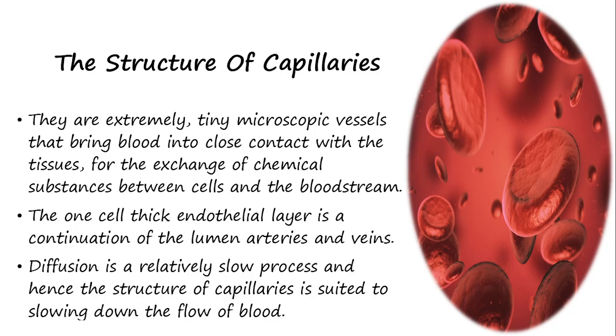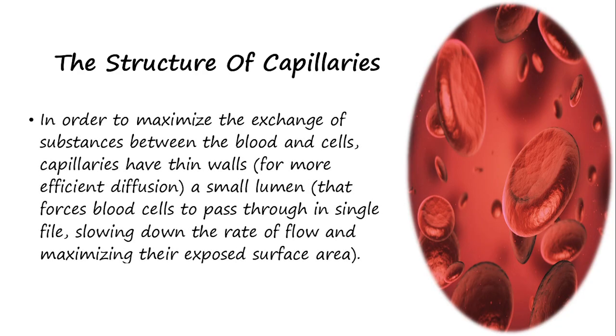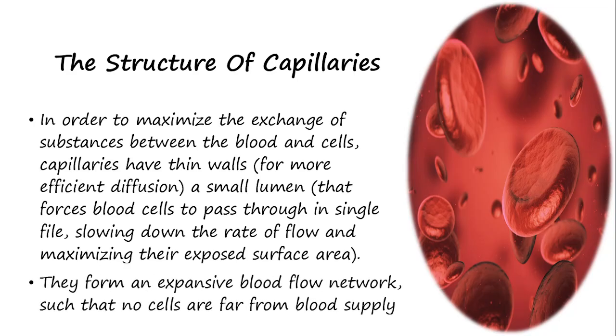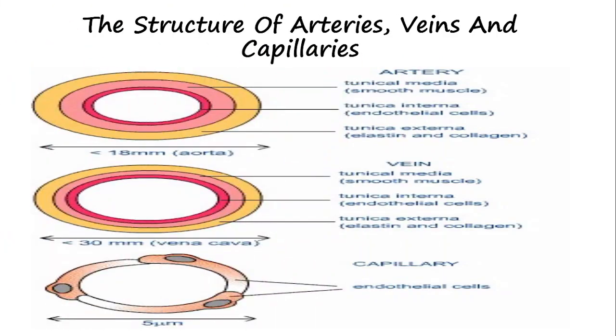So basically, the diffusion process is the one that takes place within the capillaries. In order to maximize the exchange of substances between the blood and the cells, the capillaries have thin walls for more efficient diffusion, and a small lumen that forces the blood cells to pass through in single file, slowing down the rate of flow and maximizing the exposed surface area. Now, they form an expansive blood flow network, such that no cells are far from the blood supply. So that's simply about the capillaries.